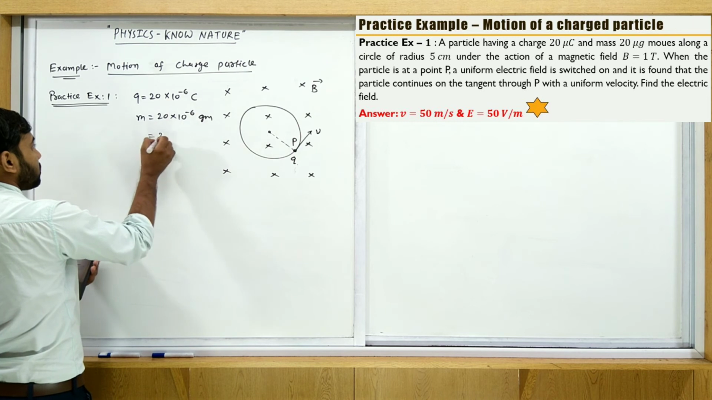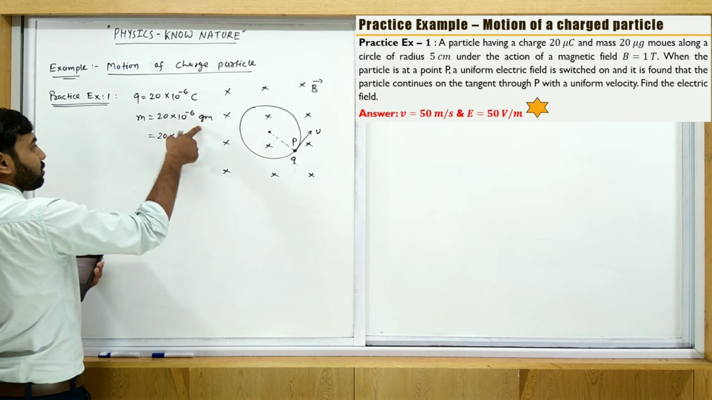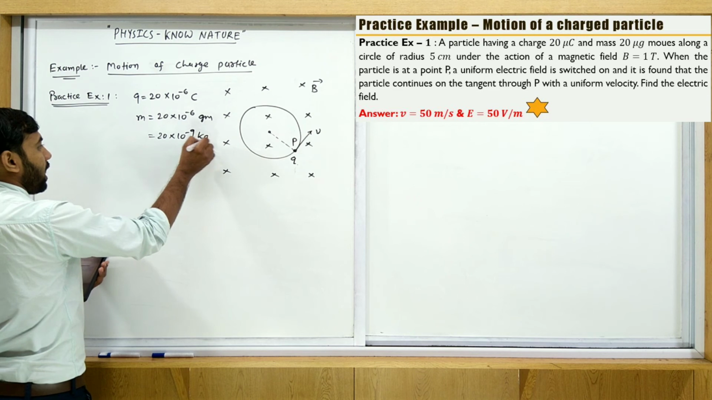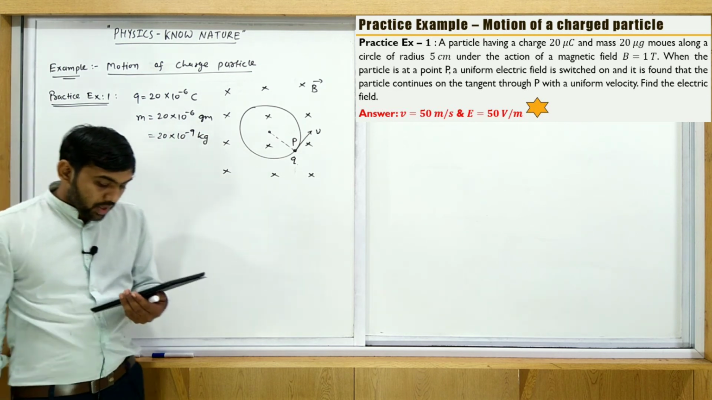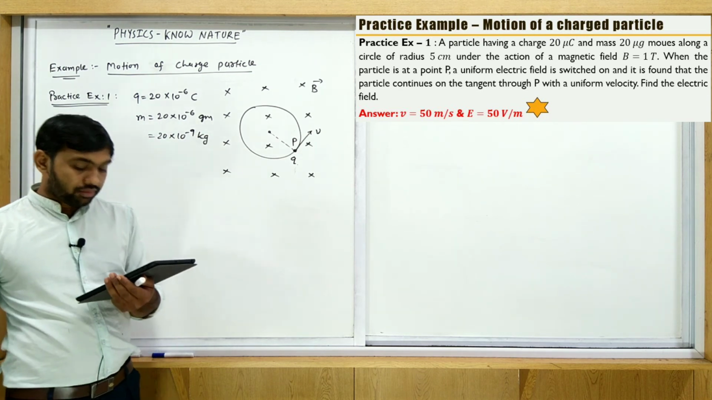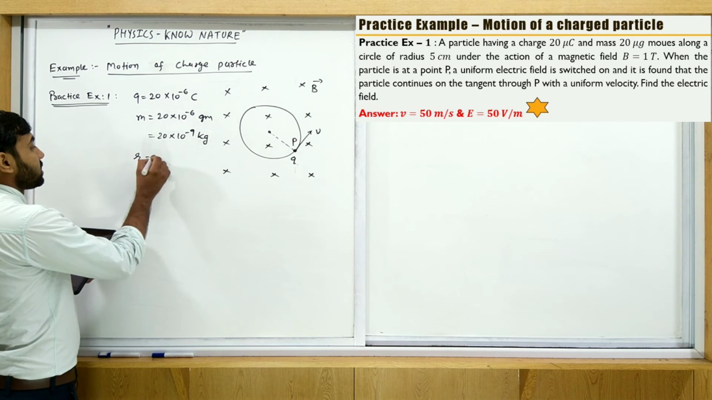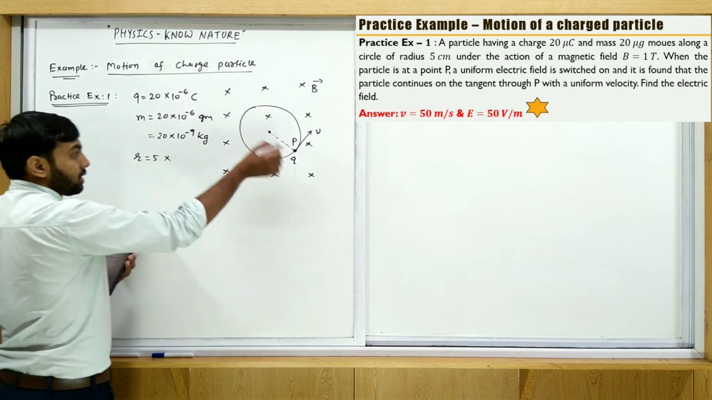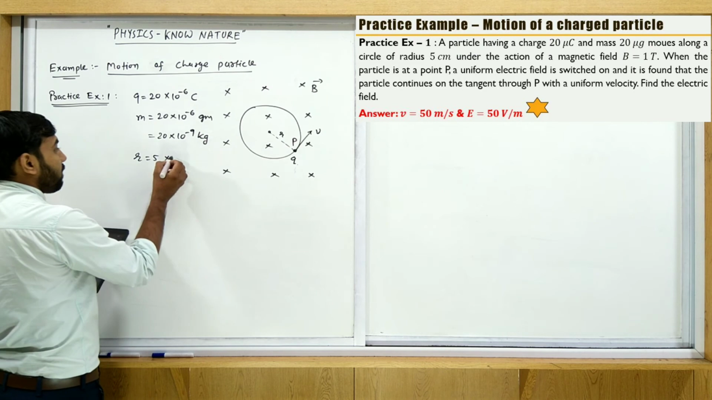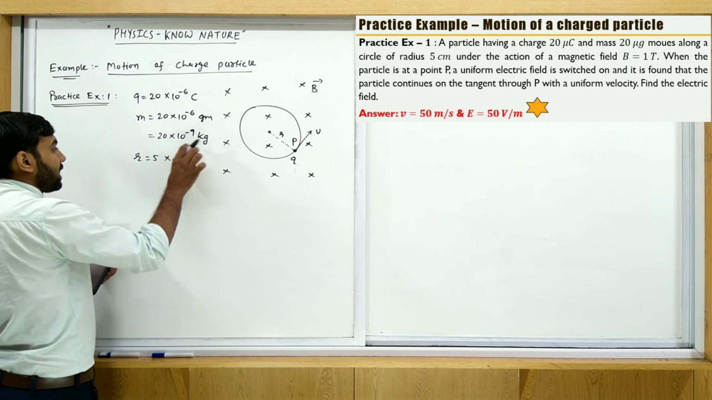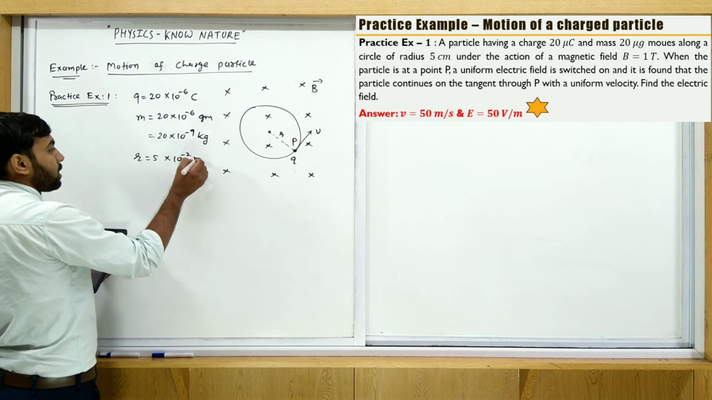Okay, convert in kg. So 20 into 10 raised to minus 6 minus 3 minus 9 kg. It moves along a circle of radius 5 centimeter. So r is equal to 5 centimeter. Suppose this radius is r. So r, 5 centimeter, convert into meter. So that is 10 raised to minus 2 meter.